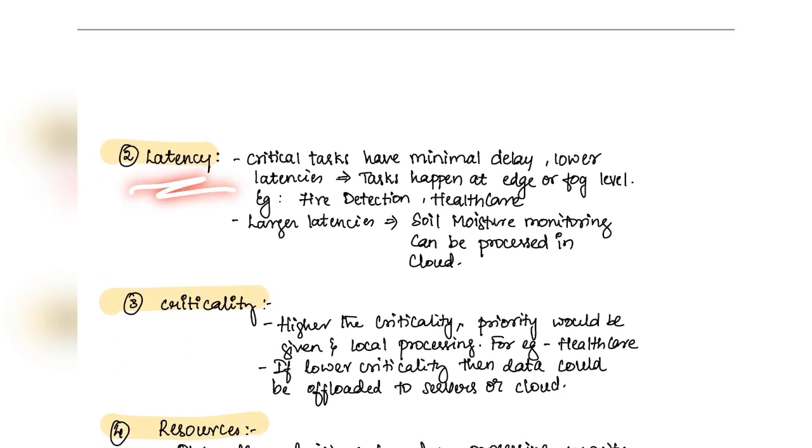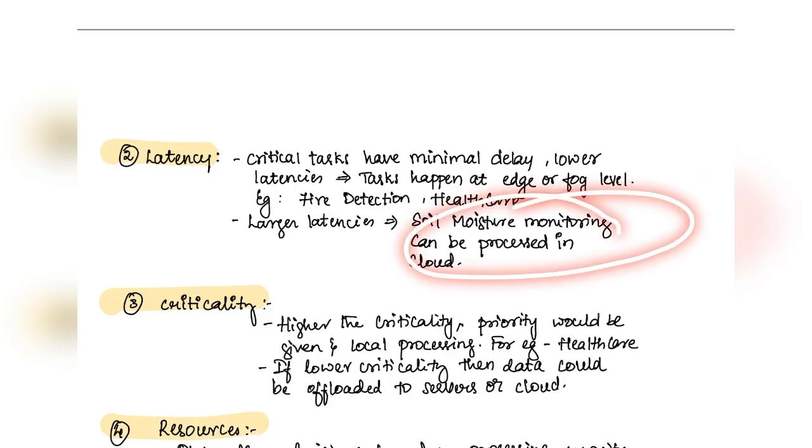Next we have latency. Critical tasks will need minimum delay, as we have discussed. So with lower latencies, the processing will happen at the edge or fog layer. Healthcare or fire detection are examples. Whereas if we have larger latencies, it can have larger delay, and then it may not be a critical task. For example, soil moisture monitoring could be processed in the cloud also. Immediate output is not required, right?